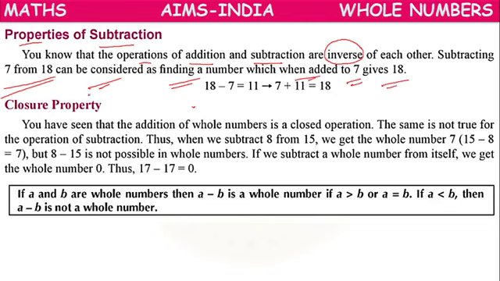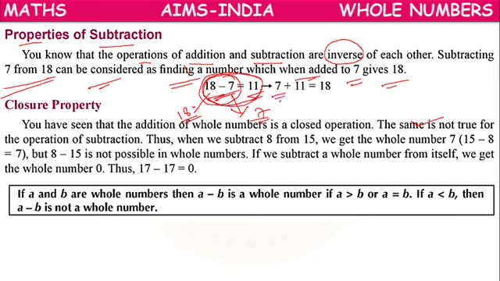What is the question here actually? Subtracting 7 from 18. They have given 18 minus 7. What does it mean? We are subtracting 7 from 18. This is the meaning of subtraction. But in another way, how can we represent it? Suppose we subtract 7 from 18, we get the answer 11. This subtraction can also be written as an addition.